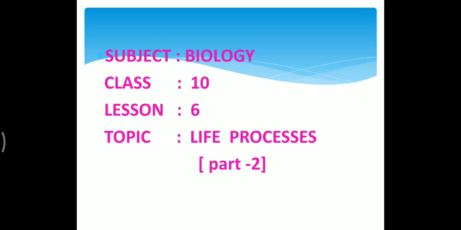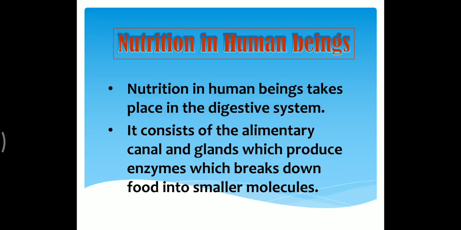respiration in human beings. Now, let us study today about the life process lesson, second part, that is digestion in human beings. Nutrition in human beings takes place in the digestive system. There is a separate system. I told you each process has its own system. Nutrition in human beings takes place in the digestive system.